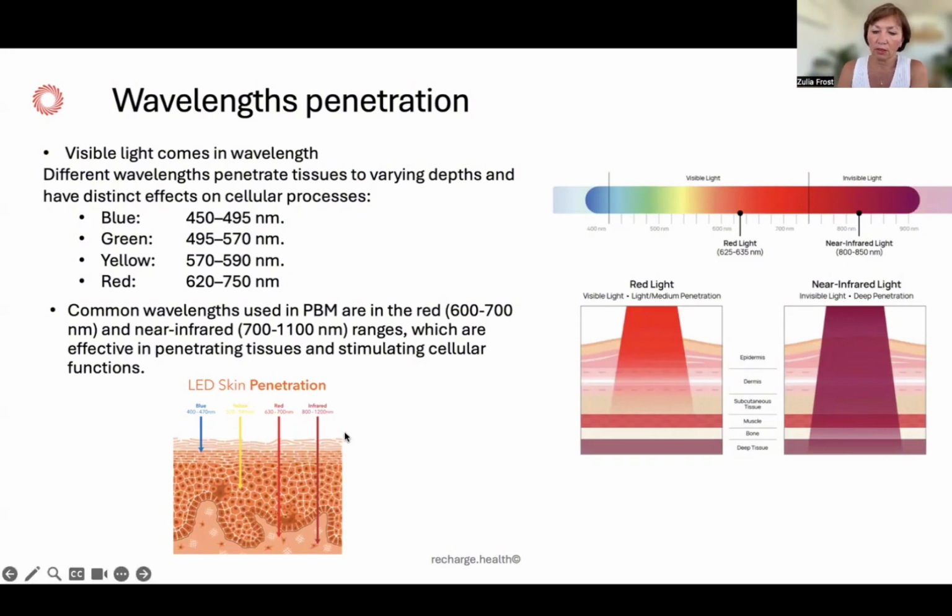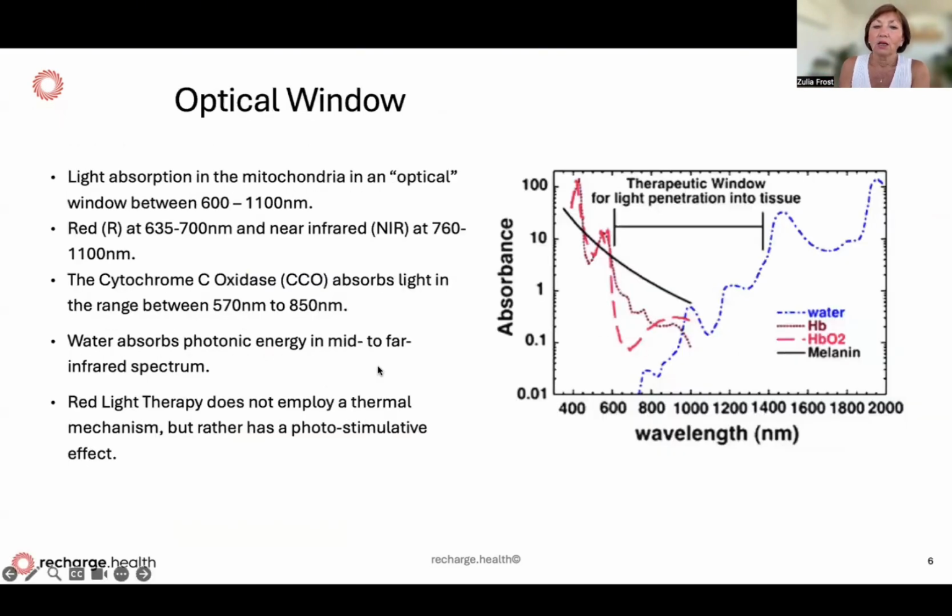So here we are. By the way, red and infrared lights are mostly seriously researched in the field of medicine, because this is very safe, doesn't have any side effects, and most importantly, it penetrates deep in the body. So what is interesting for us? The so-called optical window. It's a window where you have the most impactful wavelengths on the body functions.